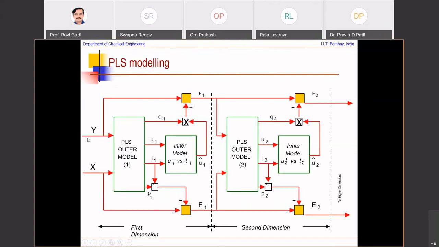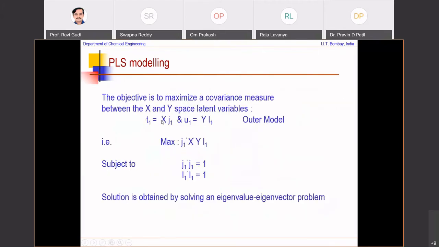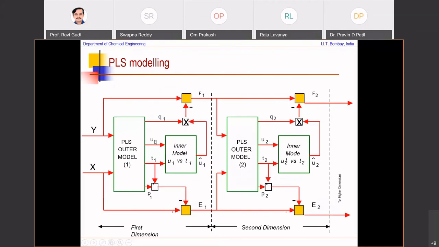So here is what we do. We say that Y and X are the inputs to the PLS modeling. We treat Y in this manner, we treat X in this manner, and what we do is we generate estimates of U1 and T1. This is the outer model corresponding to the first dimension.